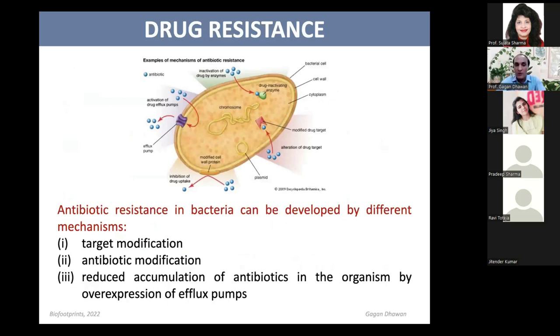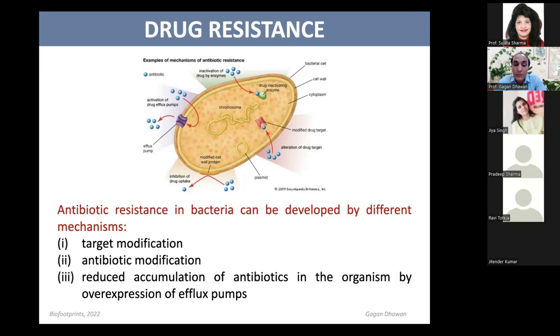So now look at the problem we have started with. You all know antibiotic resistance, because we are using AI and ML in drug discovery. So as we all know what drug resistance is, drug resistance can be developed by different mechanisms, like target modification. That means your target where your drug is interacting is modified. If it is modified, your ligand is not able to recognize that target and there is no effect. Or you can say there is a modification in the cell wall protein, because of which the drug molecule is not able to enter your cell.